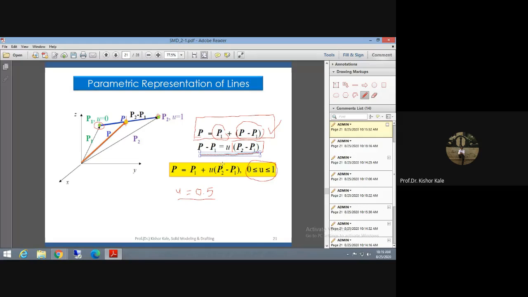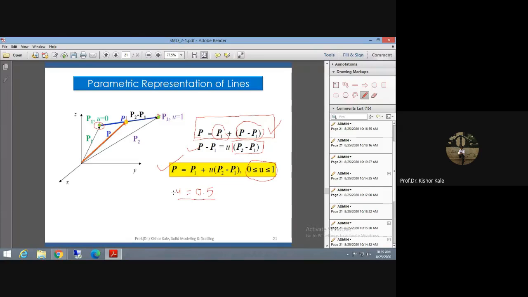And you will get this parametric equation of a line. P will be equal to P1 plus this one now. This P minus P1 we wrote first. So P minus P1 equals U times P2 minus P1. We have agreed we can write it in this form. So P minus P1 is replaced by U times P2 minus P1 in the first equation. So we get P equals P1 plus U times P2 minus P1, where U varies from 0 to 1.